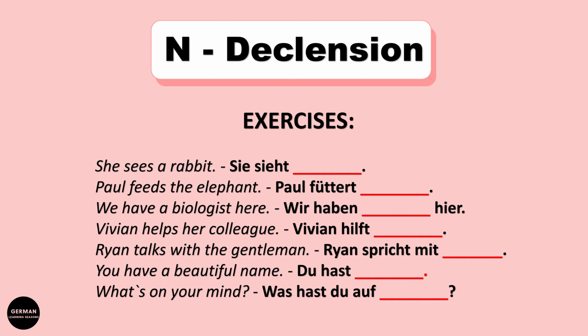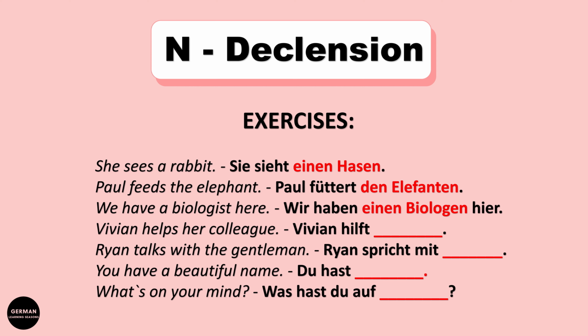She sees a rabbit. So this is sie sieht einen Hasen. Right, sie sieht einen Hasen. She sees a rabbit. Next one. Paul feeds an elephant. Paul füttert den Elefanten. Paul füttert den Elefanten. Right, next one. We have a biologist here. Wir haben einen Biologen hier. Right, wir haben einen Biologen hier.